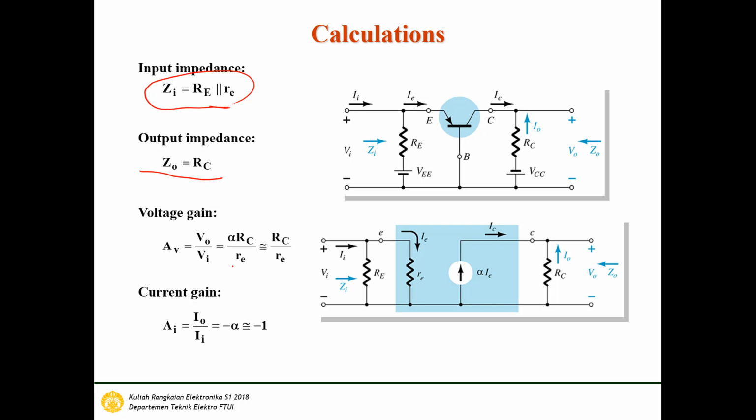Alpha is similar to 1, so we can neglect the alpha. So AV is RC per re, and then the current gain AI is IO per IE, which is minus alpha, or minus 1. So the current gain is only affected by the value of alpha, and the maximum alpha is 1.